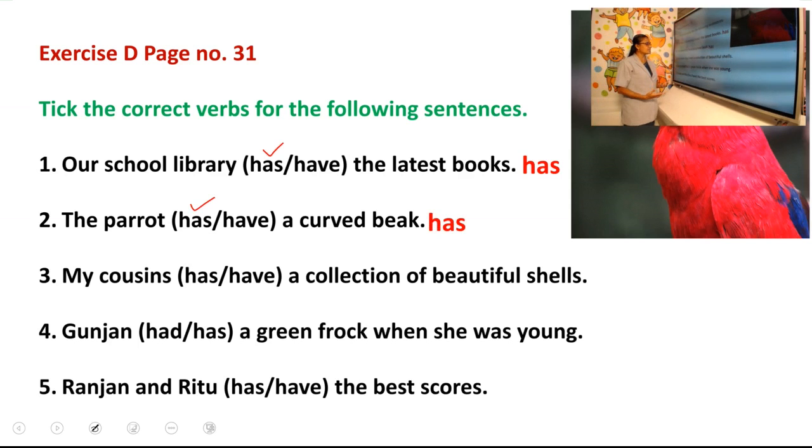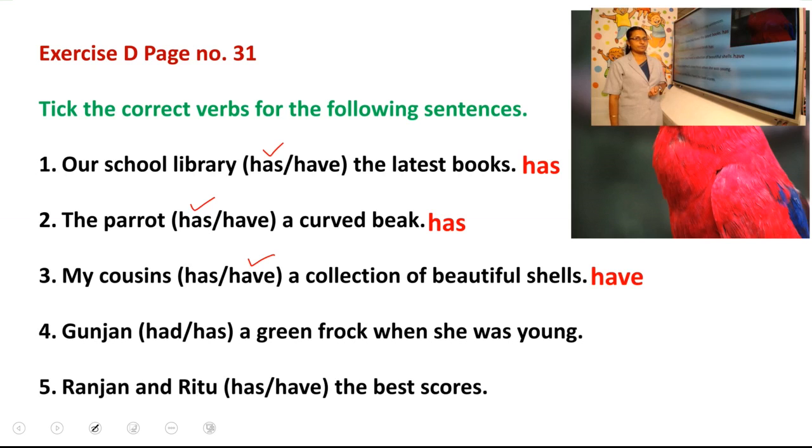Question number 3. My cousins have a collection of beautiful shells. My cousins, that is a plural subject. So we have to use the plural verb. Which is that? Has or have? Very good, have. So what is the answer? My cousins have a collection of beautiful shells.